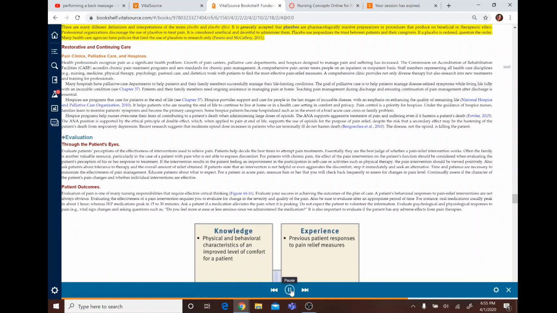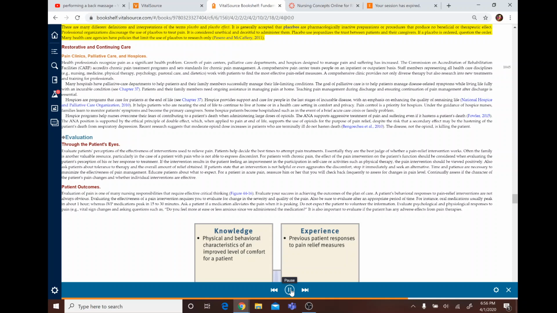Placebos. There are many different definitions and interpretations of the terms placebo and placebo effect. It is generally accepted that placebos are pharmacologically inactive preparations or procedures that produce no beneficial or therapeutic effect. Professional organizations discourage the use of placebos to treat pain. It is considered unethical and deceitful to administer them.